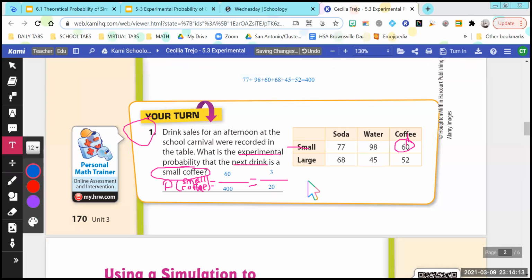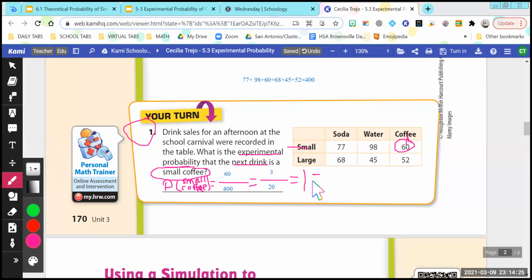I didn't ask for it, but if you wanted to know the percent, I'm going to put the percent as well. So 3/20 as a percent gives me 15%. So what does that mean? That means we have a 15% chance that the next order is going to be a small coffee, a really small percentage, not anything outrageous. It might happen, but it might not. It's really unlikely, but is it going to be shocking that it happens? No, of course not, because they have a 15% chance.